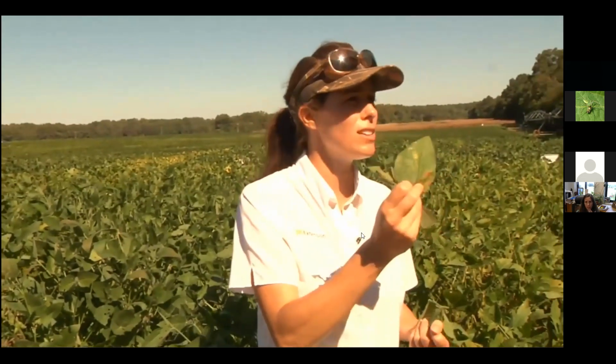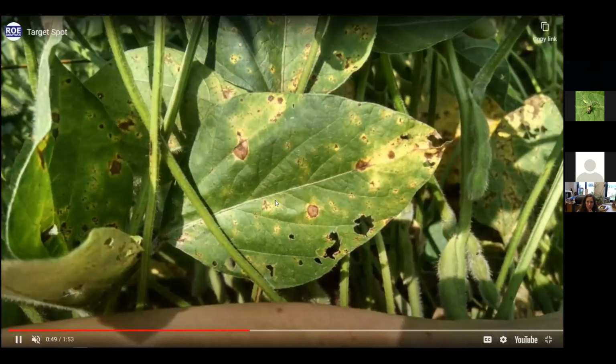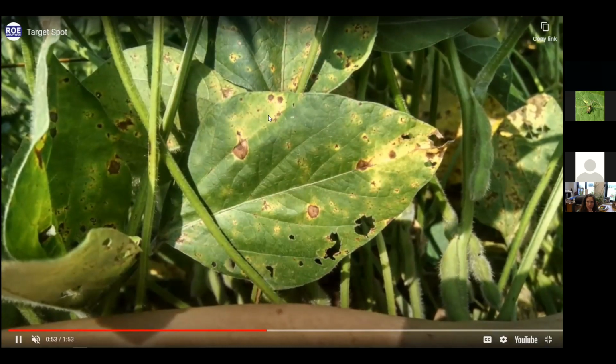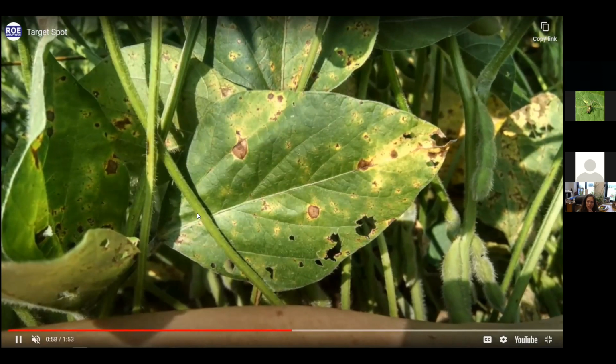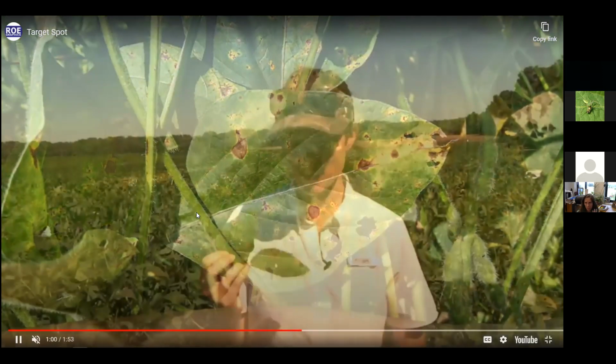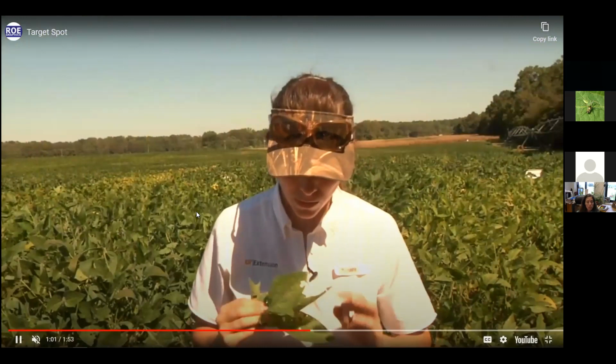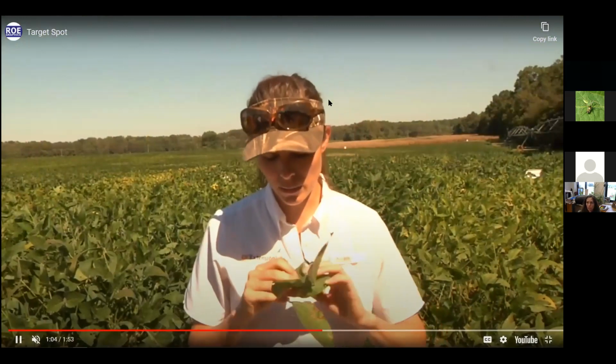Again, a lot of times it's going to be mixed with brown spot because it's going to be in that lower canopy. So a lot of times you can have it mixed in with multiple pathogens. Be aware that you might be looking at something more than just one disease when you're looking in the field.